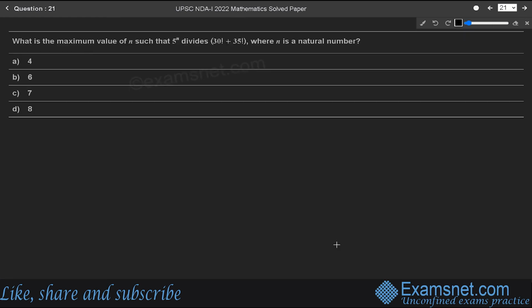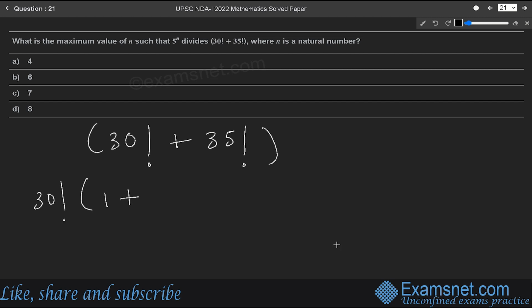Next question is, what is the maximum value of n such that 5 power n divides 30 factorial plus 35 factorial, where n is a natural number. We have to find the value of n such that 5^n divides 30! + 35!. Now taking 30 factorial common from this, we get 1 plus what is remaining? 31 into 32 into 33 into 34 into 35.